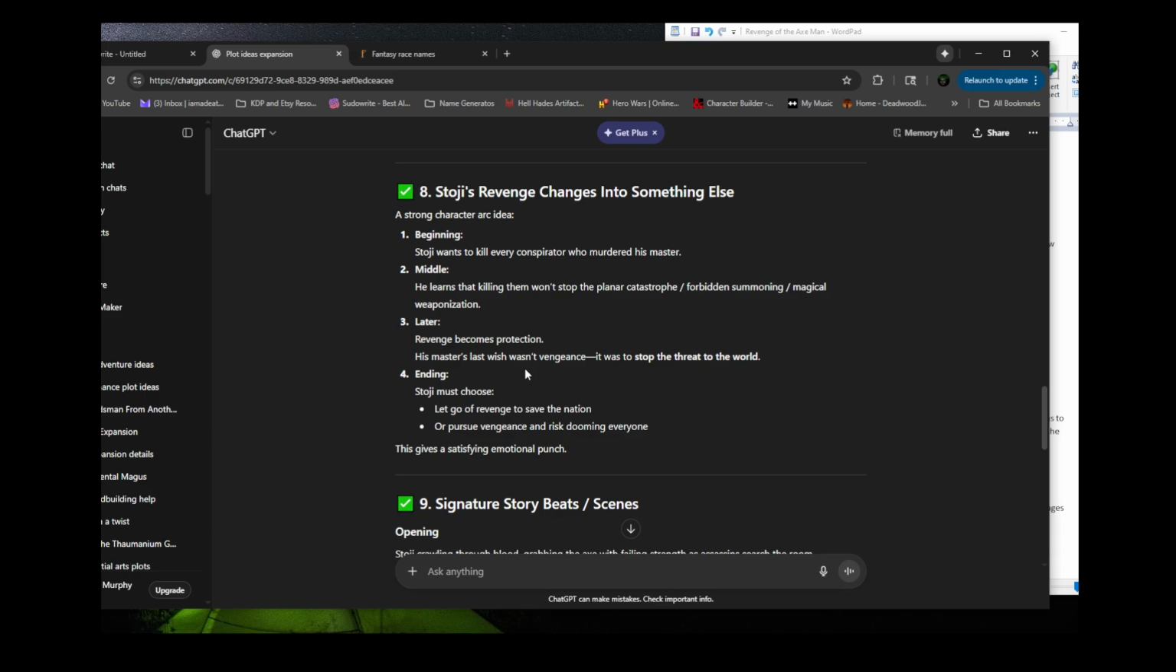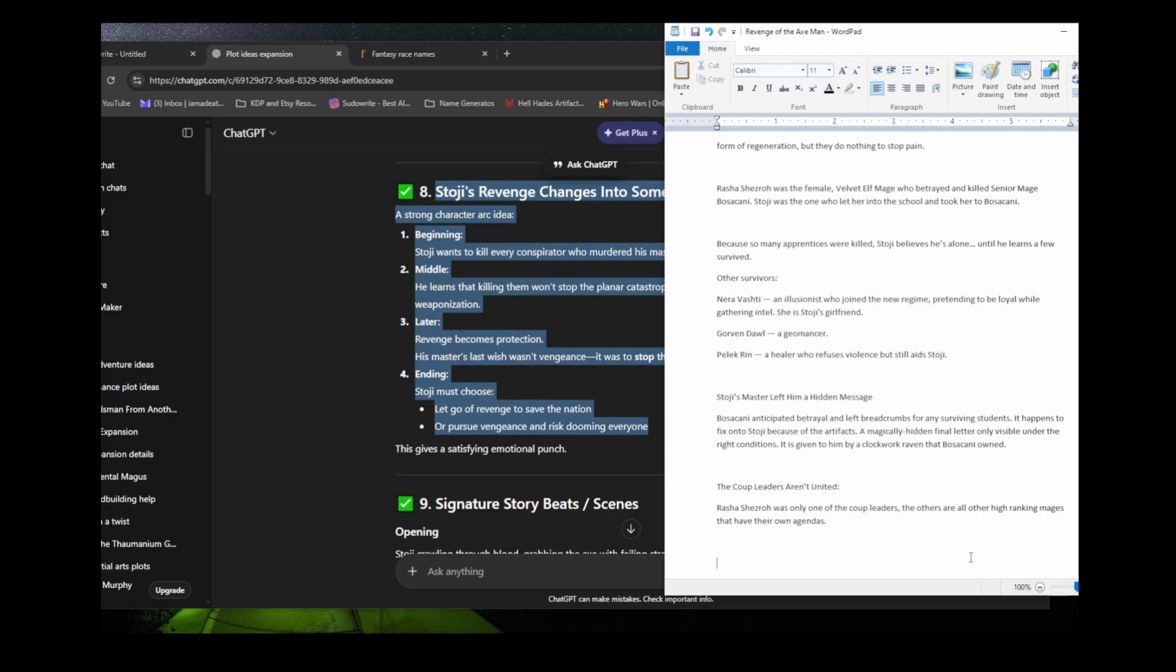His revenge changes into something else. So let's just look through this. A strong character arc idea. He wants to kill every conspirator who murdered his master. Basic revenge plot. Learns that killing them won't stop the planar catastrophe. Revenge becomes protection. My master's last wish wasn't for vengeance, it was to stop the threat. So Stoji has to choose: let go of revenge to save the nation, or keep pursuing revenge and risk everything. Okay, that's actually a really good character arc.